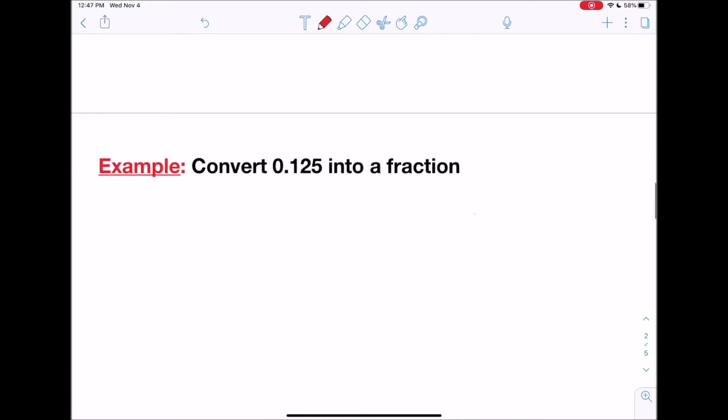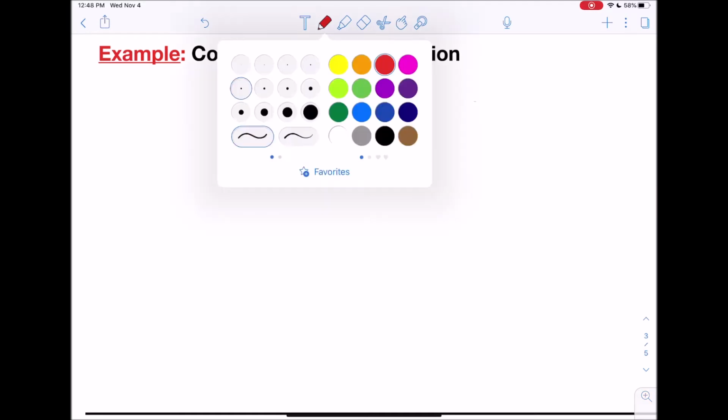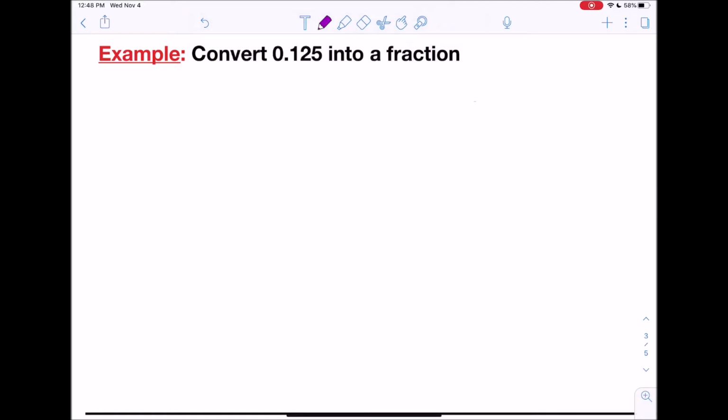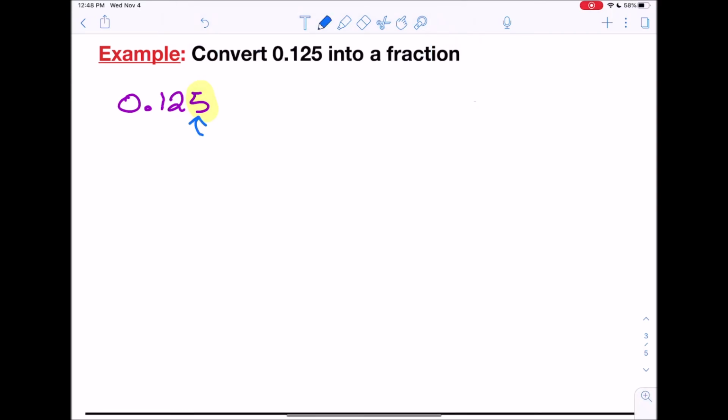All right, let's take a look at another example. Here we have, convert 0.125 into a fraction. I'm going to do this both ways so you can see the difference. So first I'm going to use place value. This is 0.125. The last number after the decimal is the 5, and that 5 is in the thousandths place.